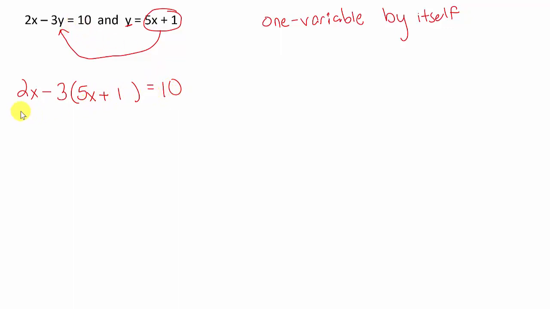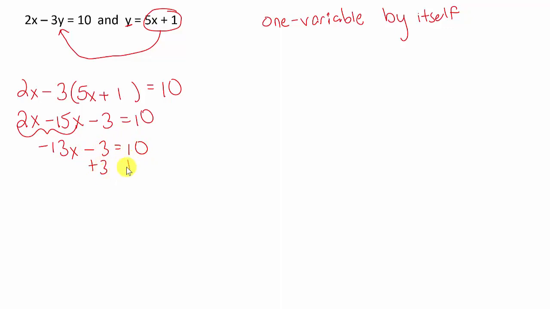And now I'm just going to go about solving this. Negative 3 times 5 is negative 15x. Negative 3 times 1 is negative 3, equals 10. When I put these like terms together, I get negative 13x. I'm going to bring down my minus 3 equals 10. I need to move the 3 to the other side. And I get negative 13x equals 13. I want to get x by itself, so I'm going to divide by negative 13. And so finally, x is equal to negative 1.